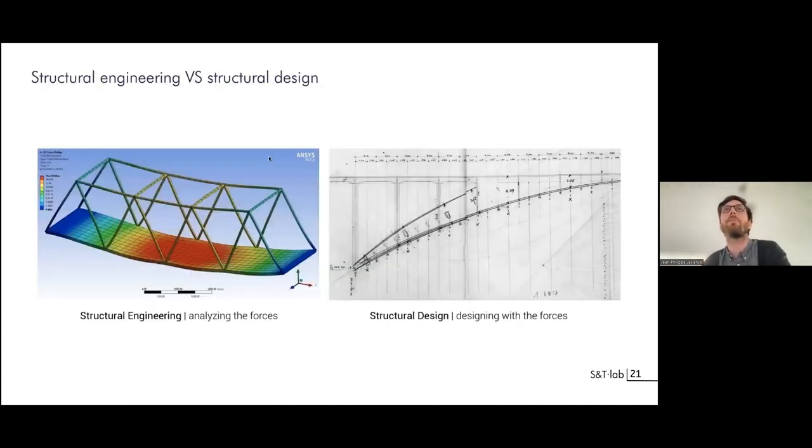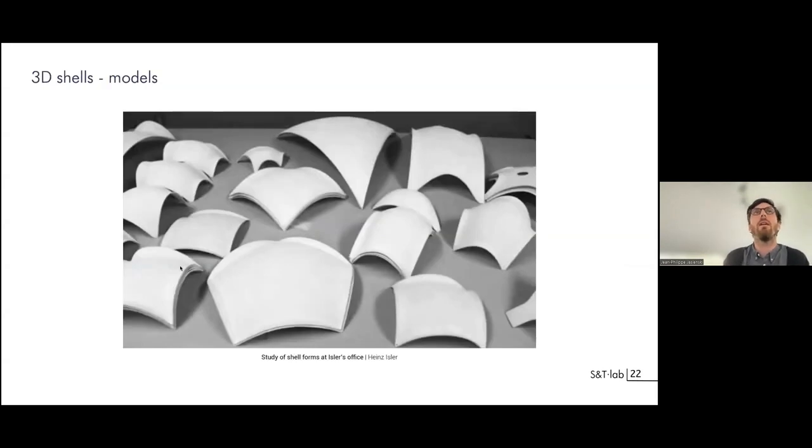And so the idea of this introduction is to discuss the difference between structural engineering, which is about analyzing forces, and structural design, which is about designing with the forces. And obviously, structural engineering is important, and we don't say that FEM is bad and that you should not use it, because you will always at some point use it for things, just that maybe in the first step of a design process, it's not so easy because it's mostly about analyzing, not real-time design.